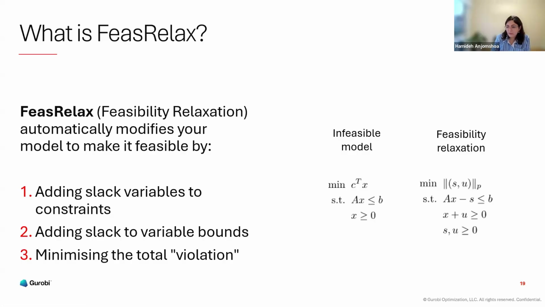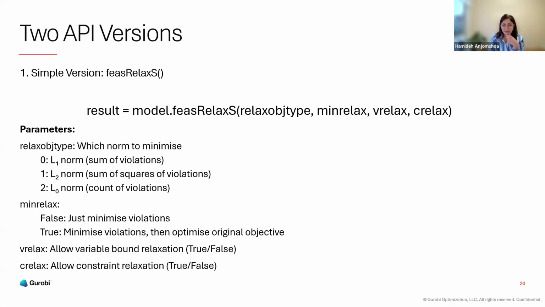Mathematically, it's simple. If you have an infeasible model, we just add slack variables to the rows, constraints, and also the bounds, and say, now minimize the violation for me. That's how you generate a solution that will definitely be feasible. But how much we are relaxing depends on the scenario.